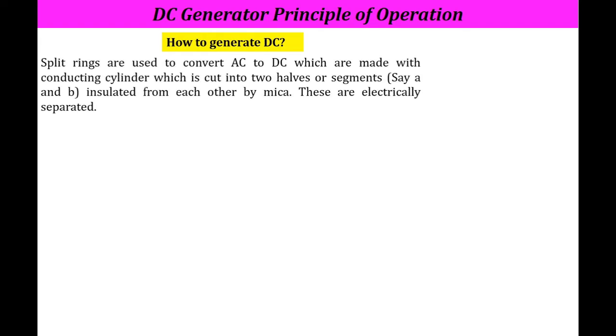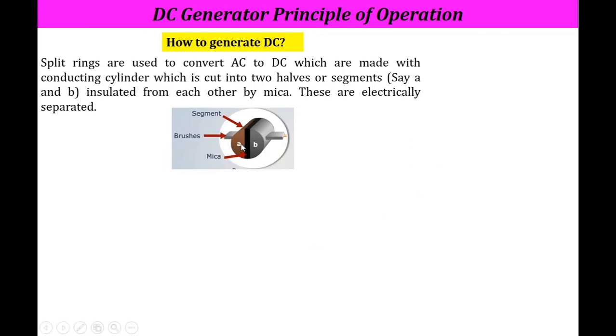So for that case, the slip rings are used to convert this AC into DC. They are made up of a conducting cylinder, which is cut into two halves or segments, let's say A and B. So this is the diagram. These are the two halves, these are the slip rings.